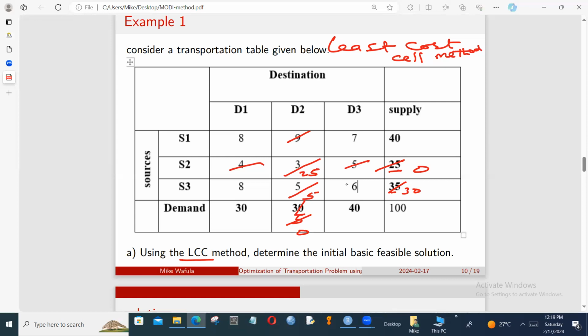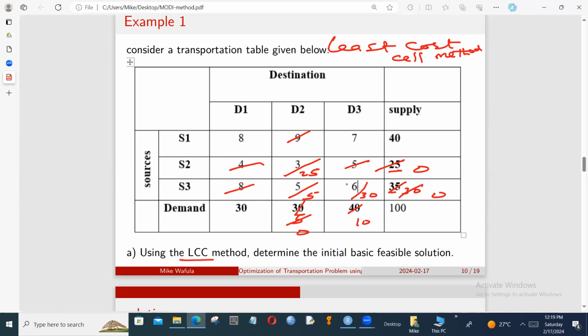Then again, we check between 6, 7, 8, 8. The lowest cost is 6. So we assign this first, and here you assign 30 so that we exhaust source 3, but destination 3 would still require 10 more units to meet its demand.